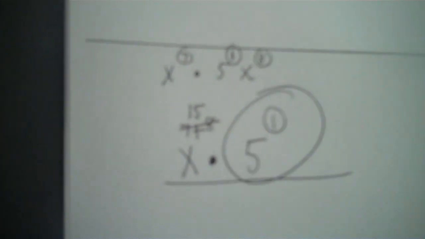Now, I can't do x to the 15th. Circle what you can simplify. 5 to the 1st is 5, so you're going to write that down first, okay? Then you put your variable with its power right there. 5 times x to the 15th.